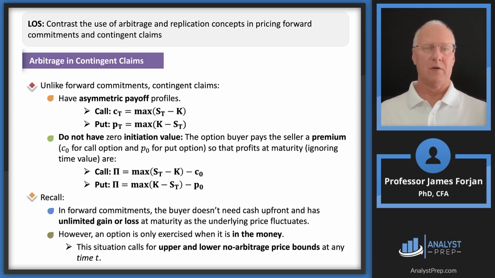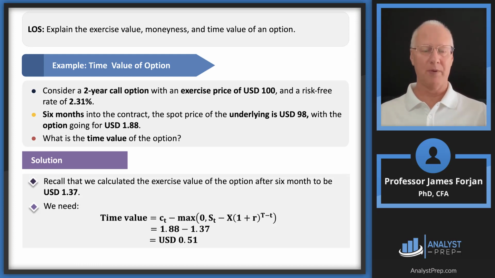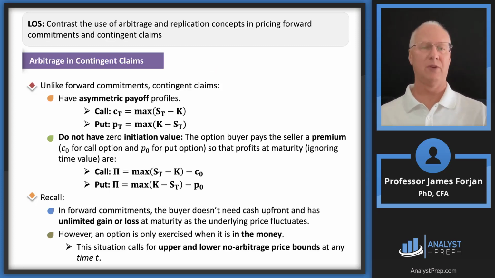Note that when the option is created, the writer of the option is going to demand compensation. Contingent claims do not have 0 initiation values. In fact, the buyer of the option is going to pay a premium, the call price or the put price, to the writer or creator of the option. That's true because, wait a minute, let me go back here, this is really cool. The option writer is going to demand compensation for both the time value of the option and the exercise value of the option. Let me give you a quick example.